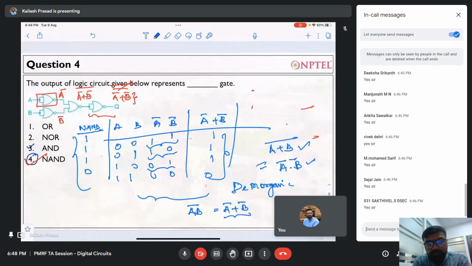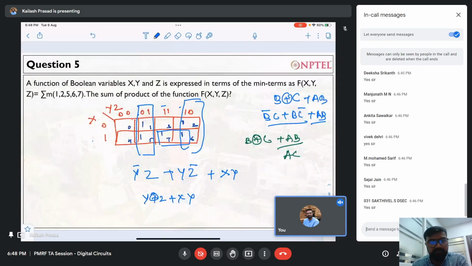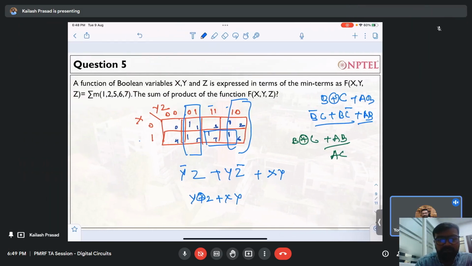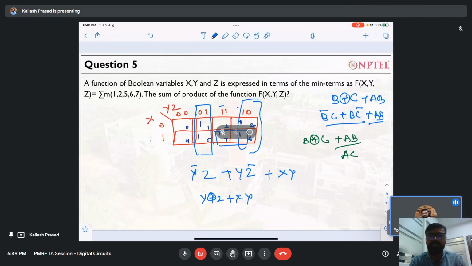So the fifth question, if we have to do it in POS, if we have to find product of sums, how will we find? Okay, so that's a good question. Anybody want to help me with this question? Anybody want to help me with this part?